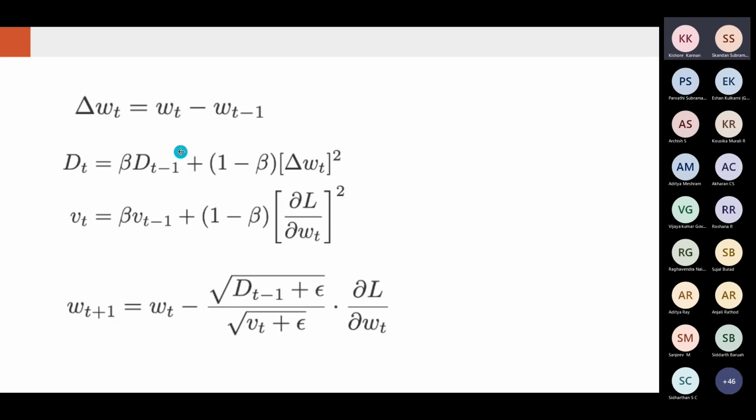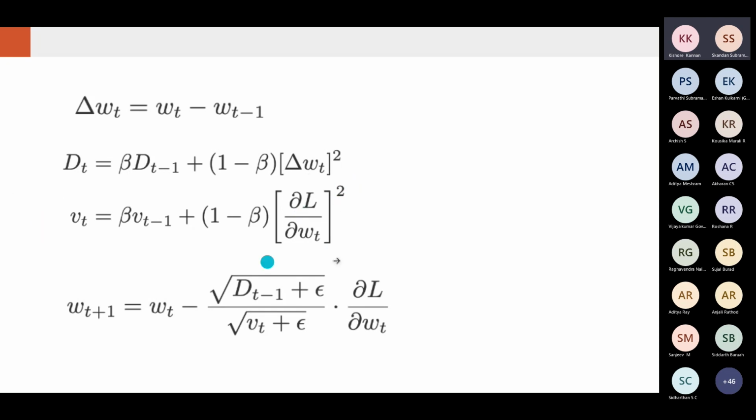And how does it work? We first find something called the delta. And delta is the difference between the current weight and the previous weight. Sorry, this is not delta. This is just the change in weight. And this is delta, which is nothing but the exponentially weighted moving average of the change in weight. Then we also calculate Vt, which is the exponentially weighted moving average of the sum of the squared gradients.